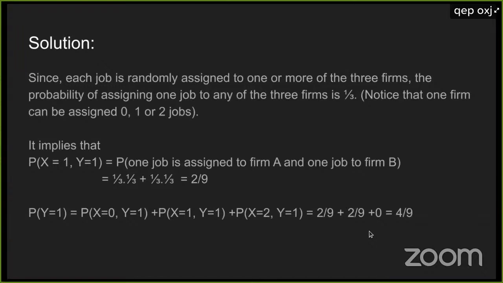So if the first job is assigned to A and the second job is assigned to B, or the first job is assigned to B and the second job is assigned to A, so it will come to 2 by 9. I think if you make the table, it will be easy. Yeah, if you make the table, it is better.